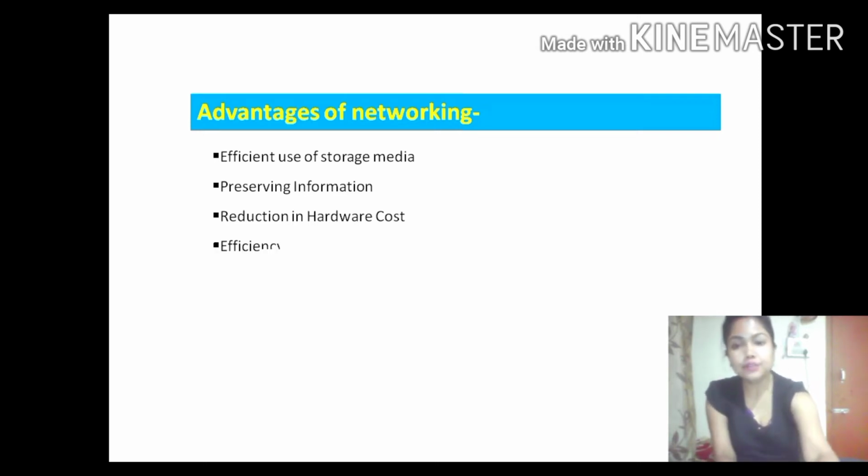Fine. Then what will be the next? Efficiency. Again, it is a good idea to store the information in the server. Why? Because if we need to do any upgradation, if we need to delete something, if we need to modify something, suppose there is a table in the server and we need to change a name because the student has changed his name.